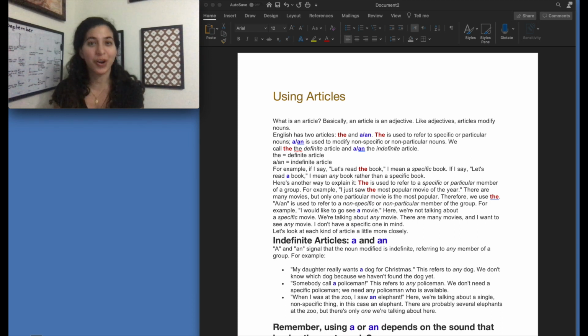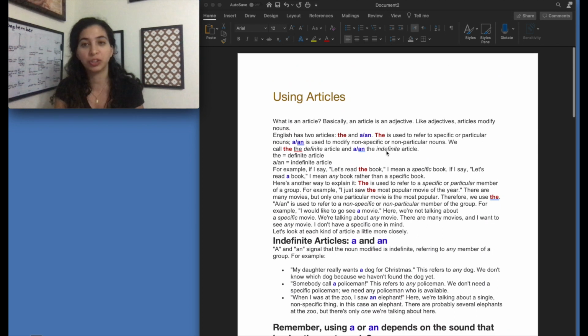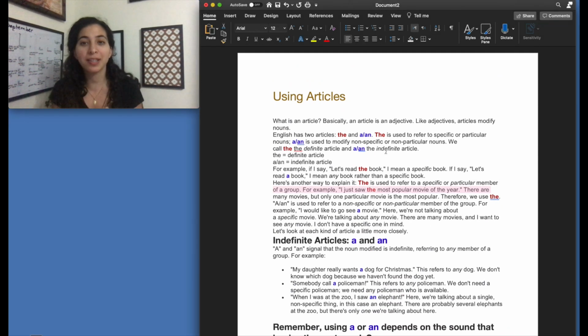We'll be talking about articles, and this right here I got from Purdue OWL, just so if you guys want to know the sources. But we're going to talk about an article. And what is an article? An article basically is an adjective. And like adjectives, it modifies nouns, but they are very, very specific. So there are two types of articles in the English language.